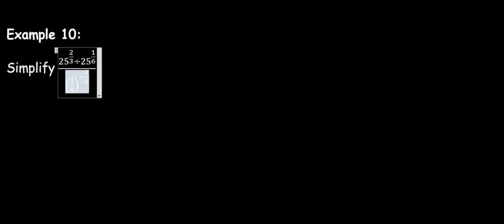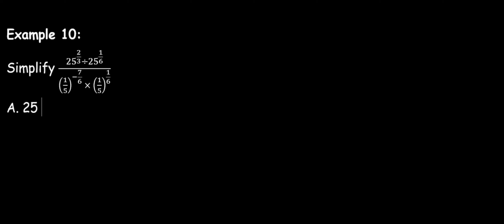Another example. Simplify. We have a fraction now. The numerator: 25 raised to power 2 over 3 divided by 25 raised to power 1 over 6. That's the numerator. Then we go to the denominator. You have bracket open, 1 over 5, bracket close, raised to power minus 7 over 6, times bracket open, 1 over 5, bracket close, raised to power 1 over 6. The options are given: A, 25; B, 1; C, 1 over 5; D, 1 over 25.